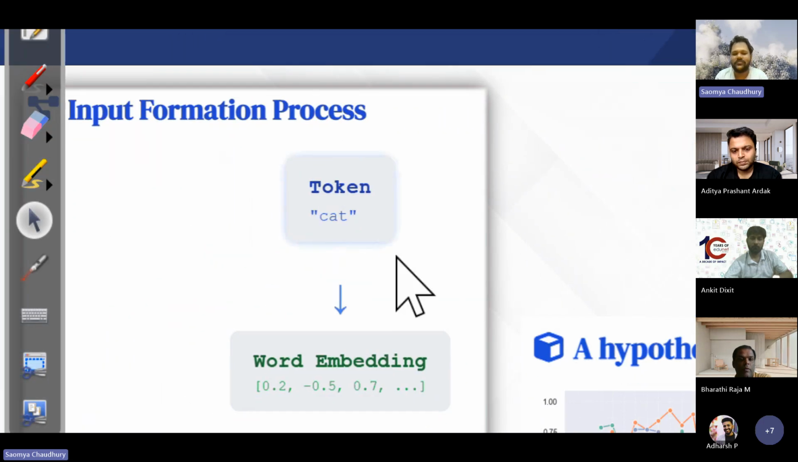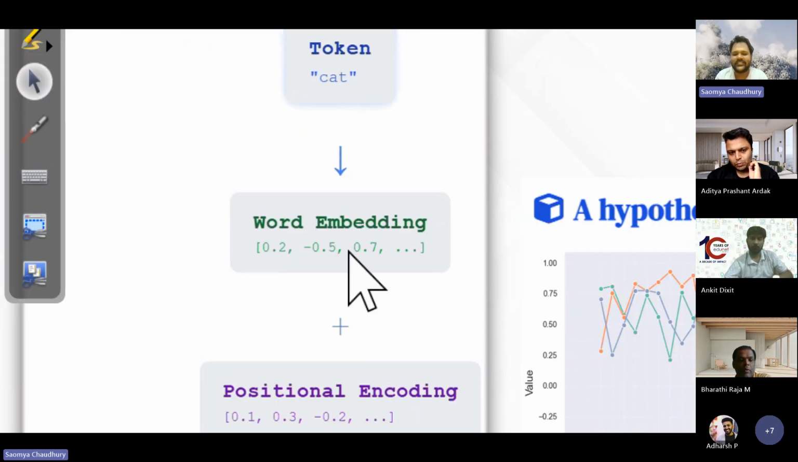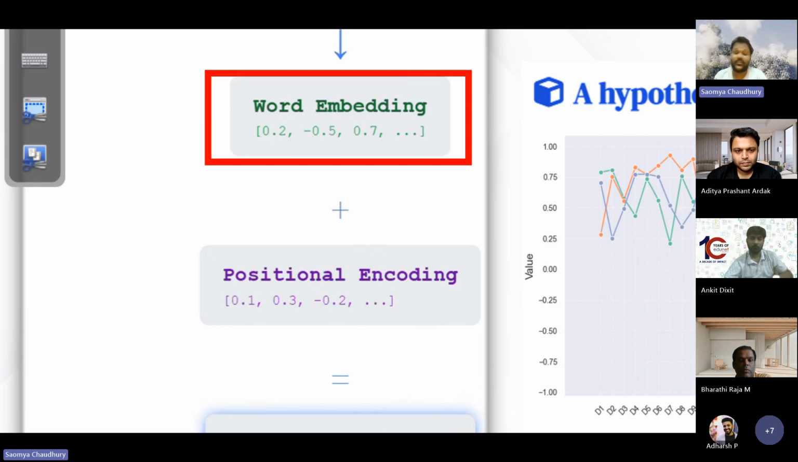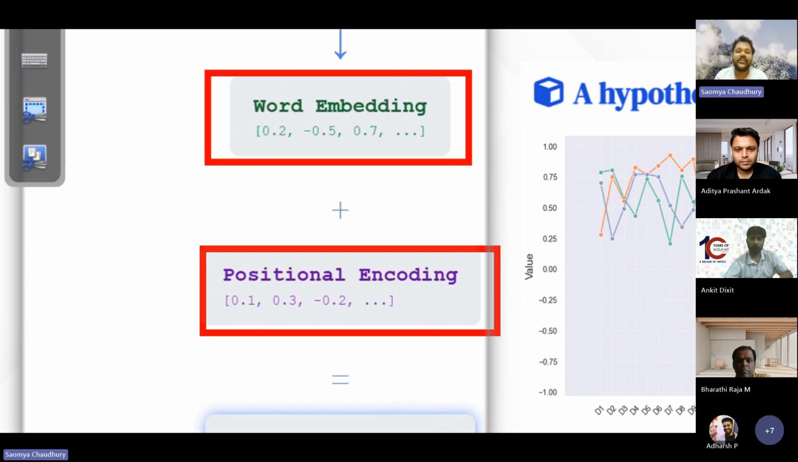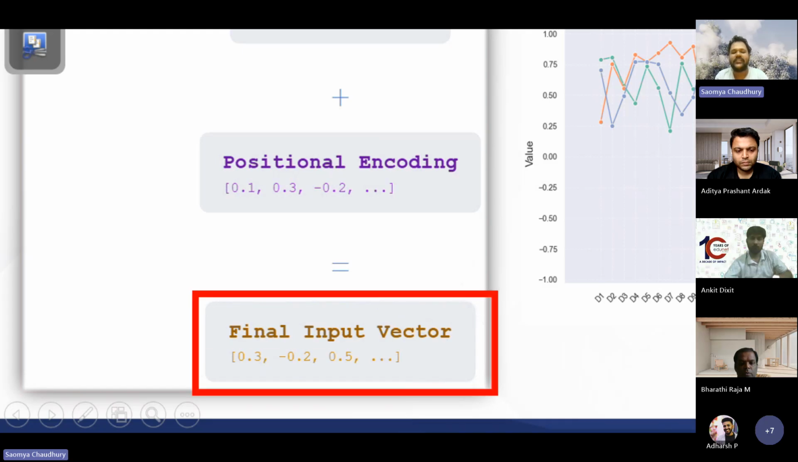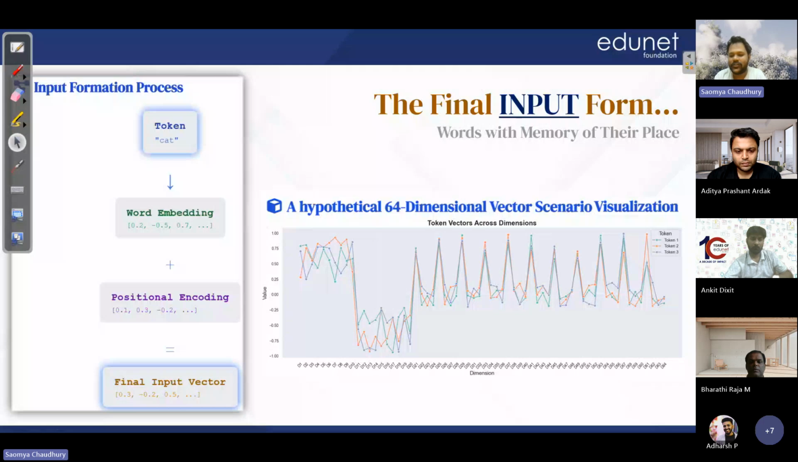So in the input formation process, there is this word cat, you have word embeddings, and so on. Same, I told you, right? That exactly that embedding dimension, the positional dimension should exactly match the word dimension. And at the end of the day, you get the final input vector, which acts as a guide for the head as to what we talk about, right?